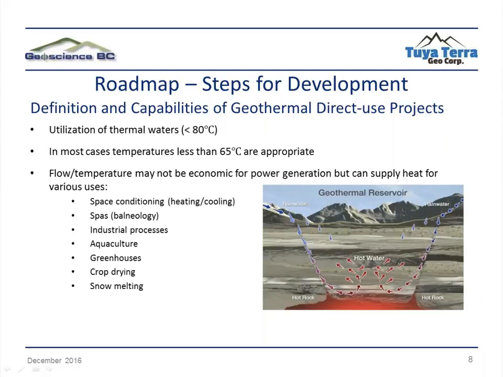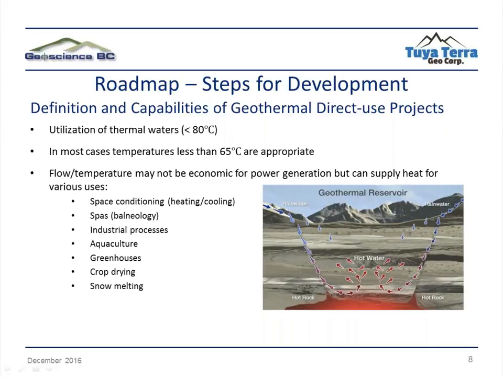So the other part and what we want to focus on is direct use projects. We've already touched upon power generation, and from the other modules, I think you'll find that power generation is much more costly. We need higher temperatures, and it can be a much longer development process than direct use. So direct use is waters in British Columbia that are less than 80 degrees centigrade.